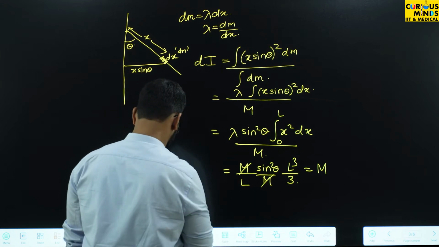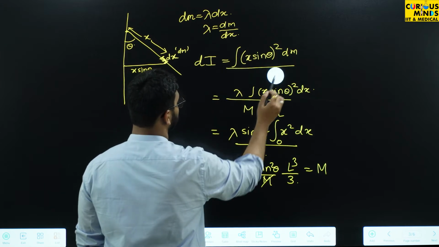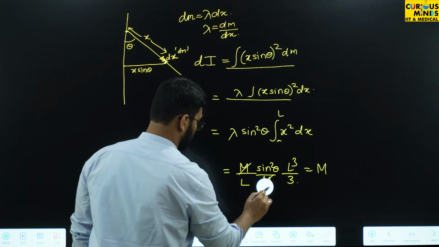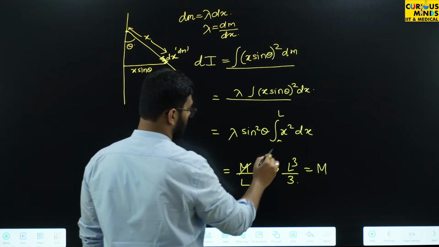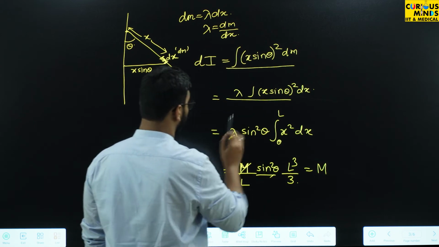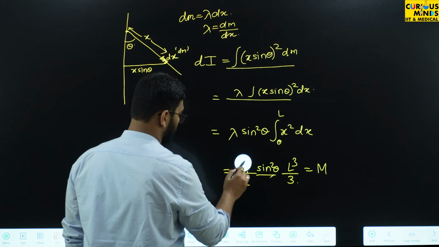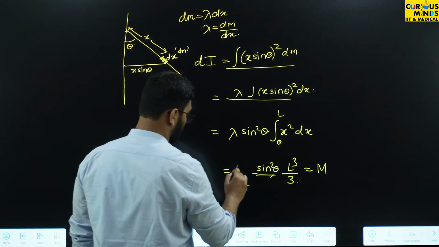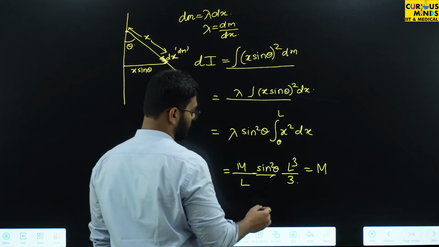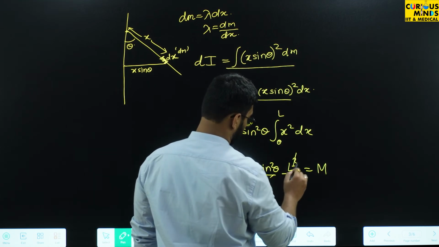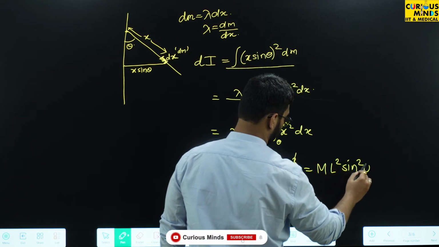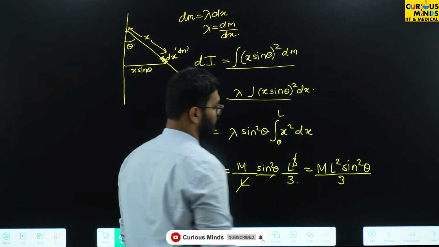Sorry, we don't have an integral over dm in this equation. There will be no integration over dm in the denominator, so this will not be there. That division is for the center of mass, not for the moment of inertia. So this is m by L sine square theta into L cube by 3. This L gets cancelled. We have L square. So this is ml square sine square theta by 3.